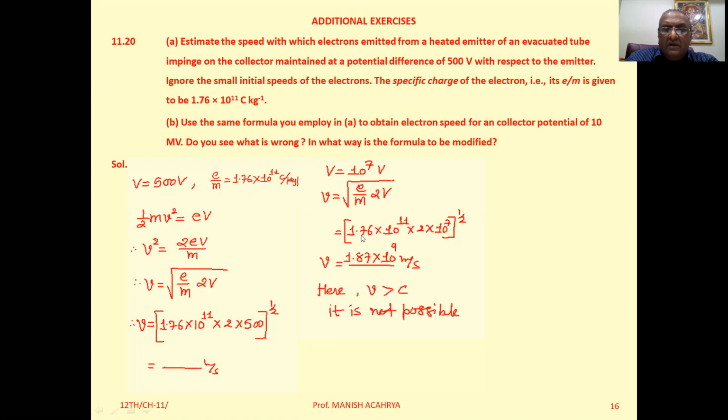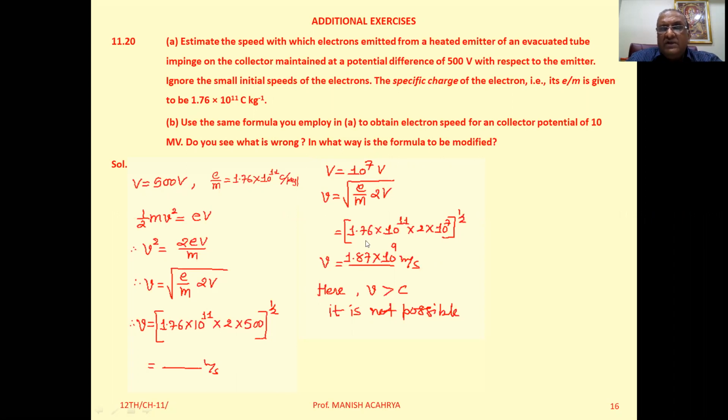Okay. Now suppose we take the potential difference of the order of 10 MV, that means 10 raised to 7 volt. Again, if we calculate the speed of the electron using the same equation, under root e by m into 2V, then substitute e by m as it is. Now V is 10 raised to 7 volt, and then take square root of it. You will get the answer 1.87 into 10 raised to 9 meter per second.